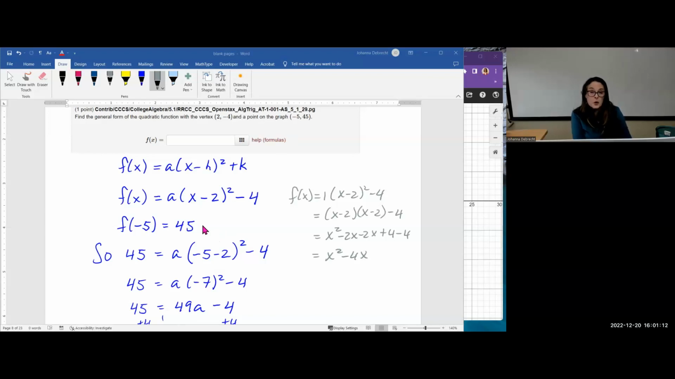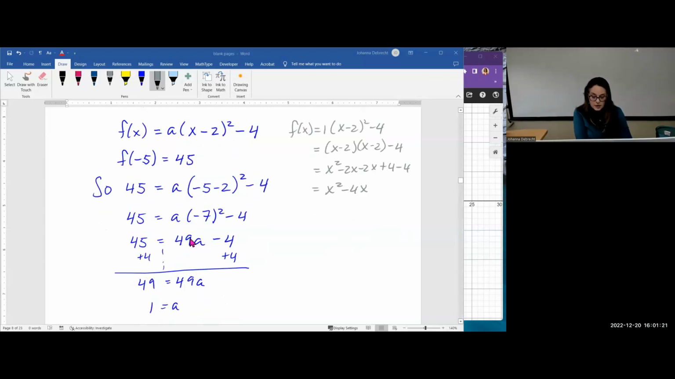Now we don't know if this one opens up or down because we haven't found a yet, and we didn't plot it, so we don't have a clue. So this time I went ahead and did it without plotting it. I substituted -5 in place of the x coordinate and 45 in place of the function value. This gave me -7 squared, following order of operations, which is 49a. Move the 4 to the other side by adding it, and that gives us that a is +1.